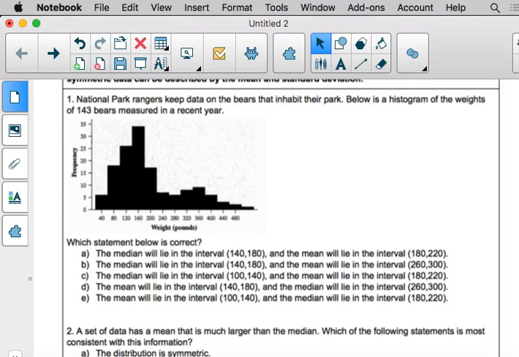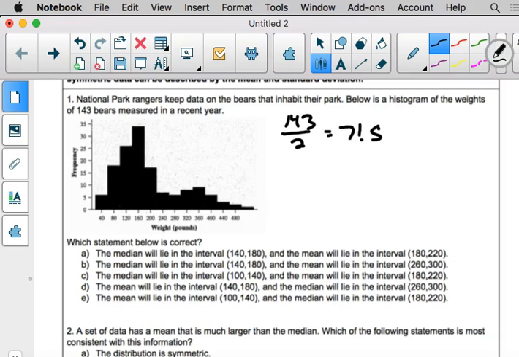So if the median is the exact halfway point, well, what that means is we're looking for 143 divided by 2. So we're looking between these 71st and 72nd data points, right? We're looking in between there. So let's find where that is.